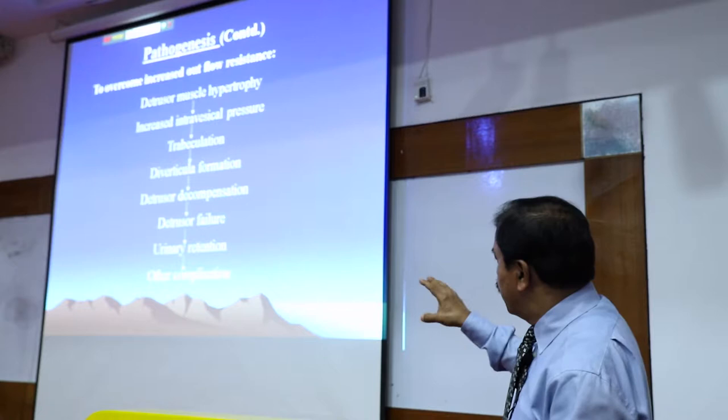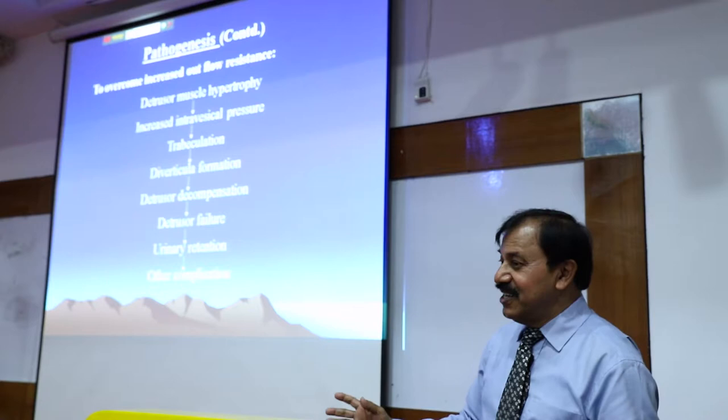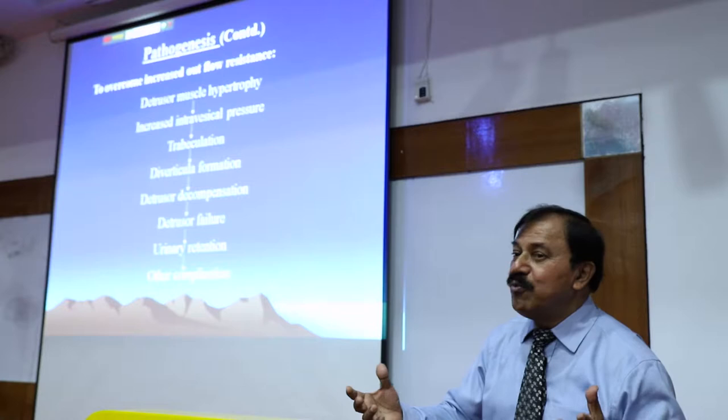Ultimately, detrusor failure will be there. Then the bladder will not be able to contract. That is called detrusor failure. So there will be chronic retention. That is the pathogenesis. That is the back pressure. Ultimately, the pressure will be reflected to the ureter. There will be hydroureteronephrosis. Ultimately, there will be renal failure.